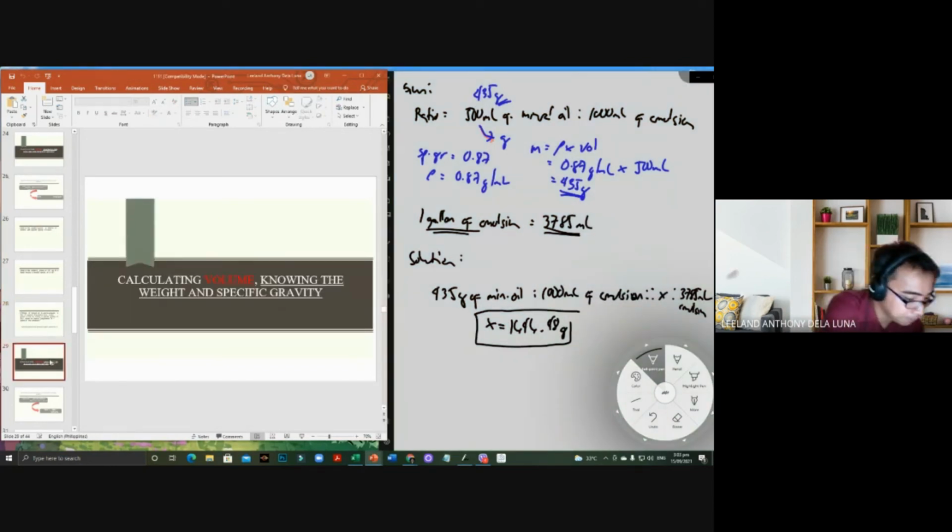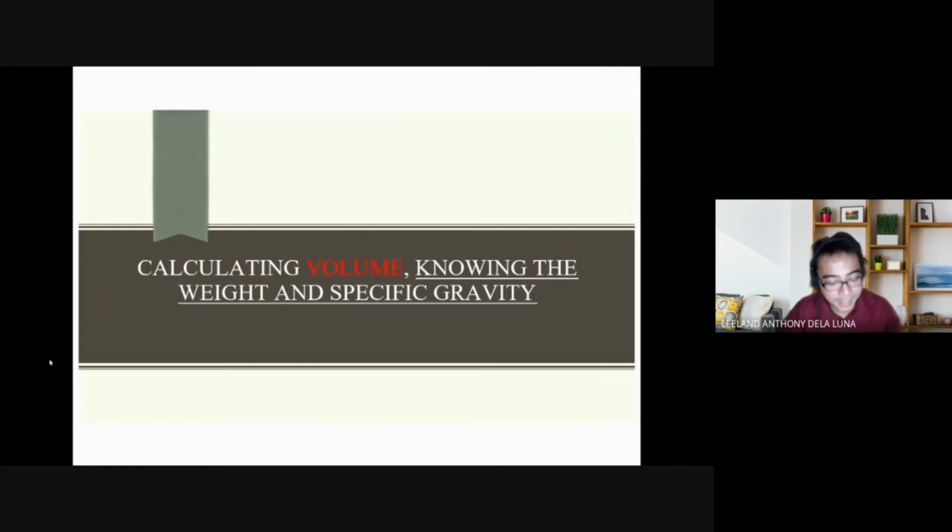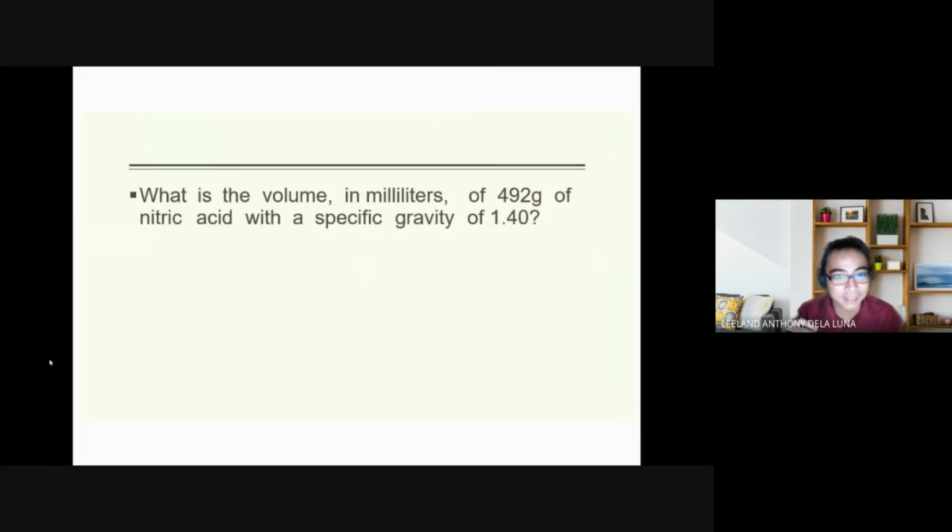Okay? So here naman class, calculating volume knowing the weight and the specific gravity. Similar to what we just did, pero this time, ano hahanapin ko? Volume naman. Just the same thing. So halimbawa, ito. Ang sabi dito is, what is the volume in ml of 492 grams of nitric acid with specific gravity of 1.4? Okay? So I won't elaborate too much on this class kasi feeling ko, alam niyo nang gagawin dito.